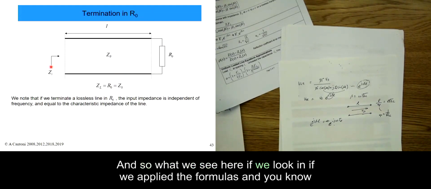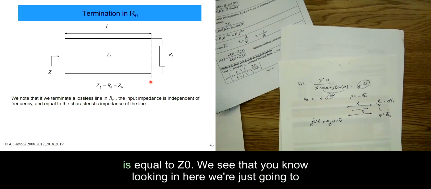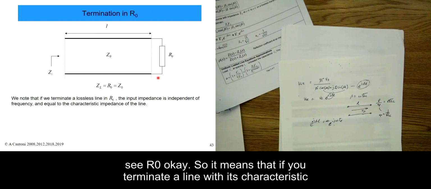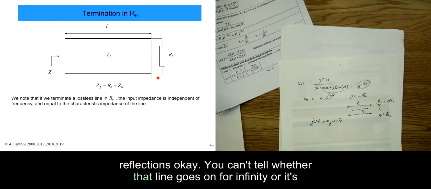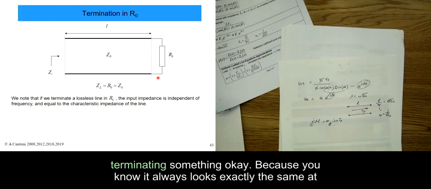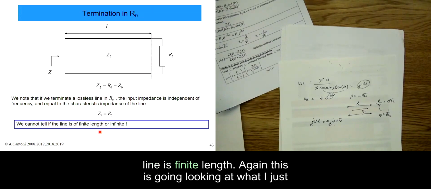And so what we see here, if we applied the formulas and looked in, we already did that for the source when we said the source is equal to Z0. Looking in here, we're just going to see R0. So it means that if you terminate a line with its characteristic impedance, a lossless line with R0, you won't see any reflections. You can't tell whether that line goes on for infinity or it's terminated in something, because it always looks exactly the same at all time scales. It looks like R0. So you would have seen that in the lab. So you can't tell if the line is finite length or infinite.